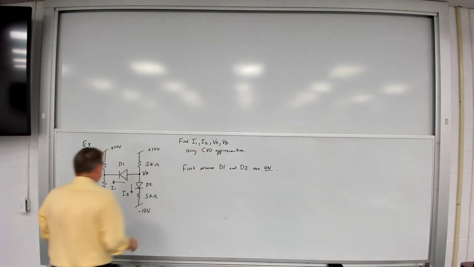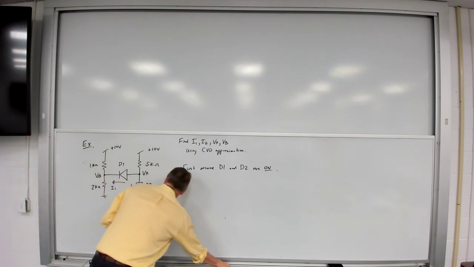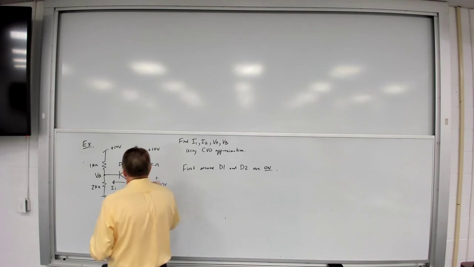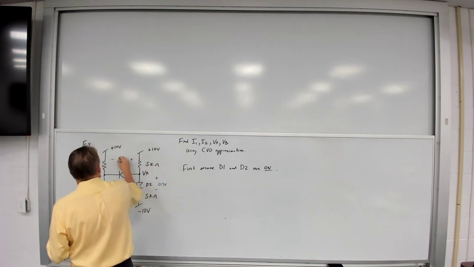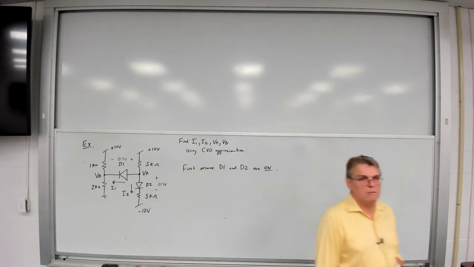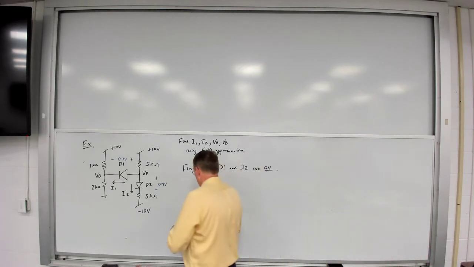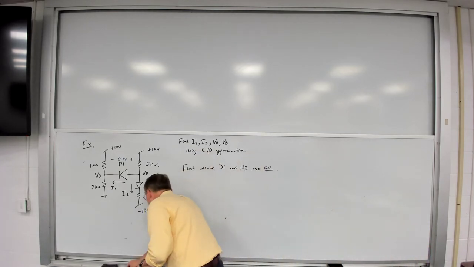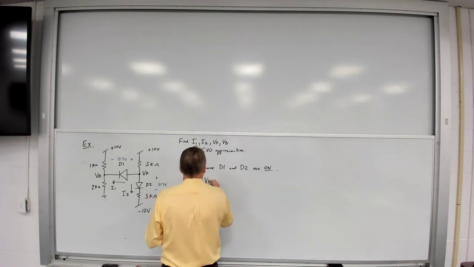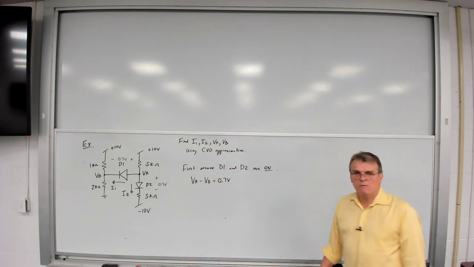So if D1 and D2 are on, that means I must have 0.7 volts across both of those diodes if they're on. Not 0, but 0.7. And therefore, VA minus VB is 0.7 volts.